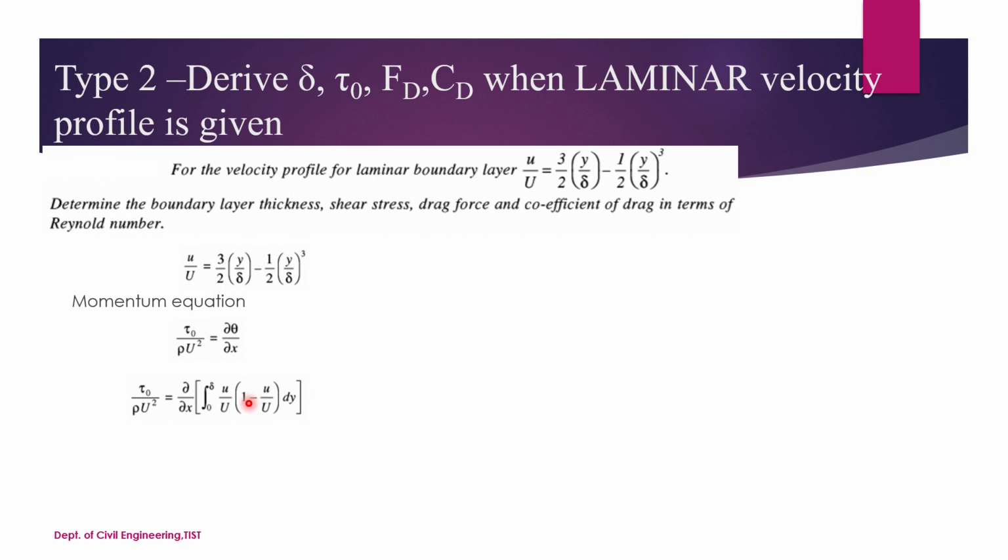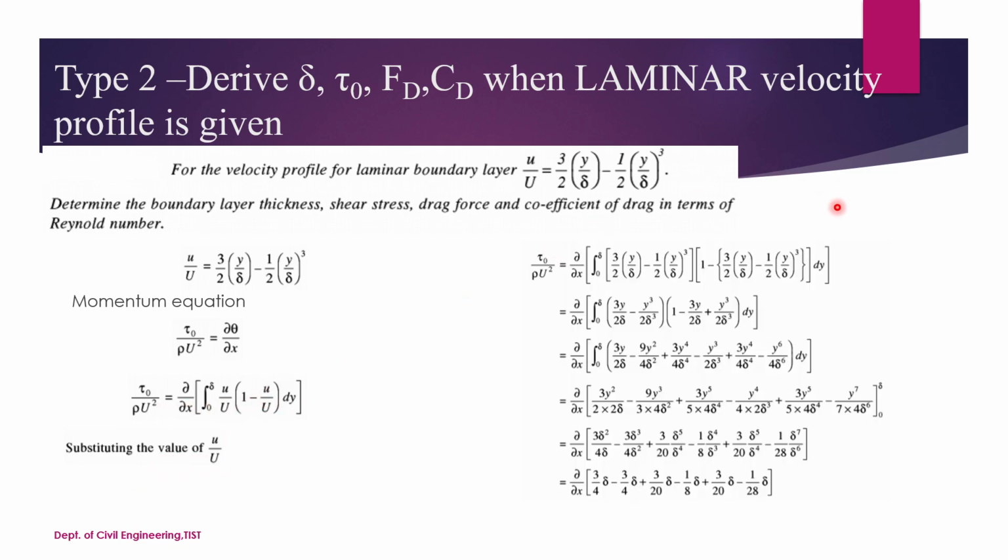And now in this equation, we can substitute the value of u by U. We simplify, opening all the brackets, and then we integrate. We have an integral sign over here, so we integrate with respect to dy, and then we apply the limits. We simplify the terms. Only simple integration is used over here, and finally the equation becomes tau naught by rho U square is equal to 39 by 280 into d delta by dx. Okay, so that is the equation that we'll be getting.